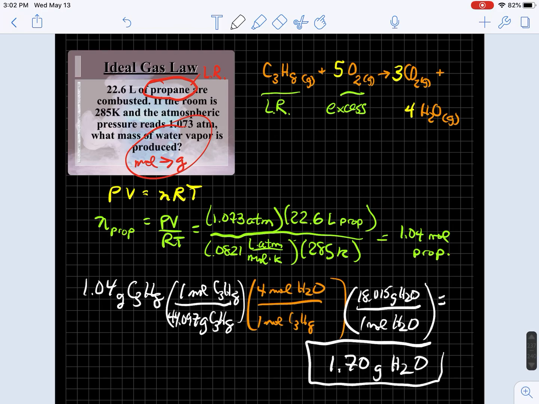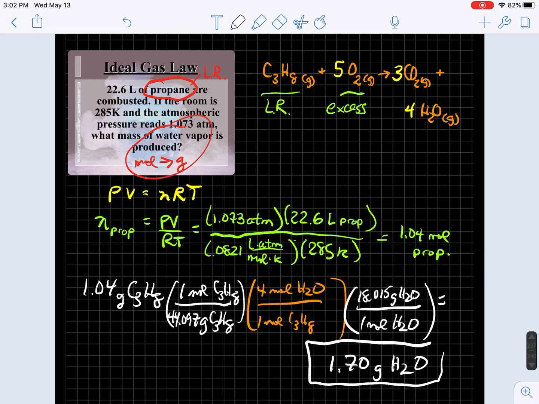Okay, so a review of stoichiometry again. In order to use the balanced equation, we need to know the moles of the limiting reagent. In this case, propane was the only chemical mentioned, so it had to be the only reactant, so it had to be the limiting reactant. So we're going to start with that. We didn't know the moles of propane, but we did know everything else we needed to use PV equals nRT to get moles of propane. Once we had mole propane, we converted to grams.